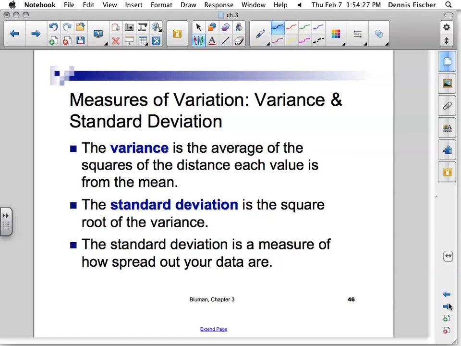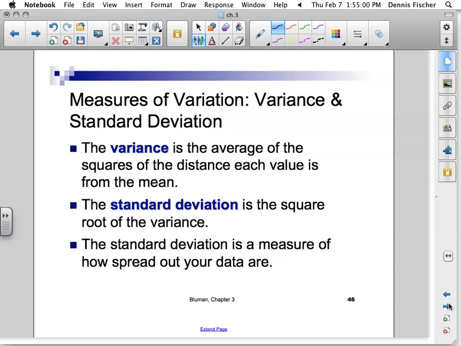Now, measure of variance. This is where I wanted to get to today. Variance is the average of the squares of the distance each value is from the mean. Let's read the sentence: the average of the square of the distance each value is from the mean. Average would be divide them up and divide by how many there is. The average of the square of the distances each value is from the mean.